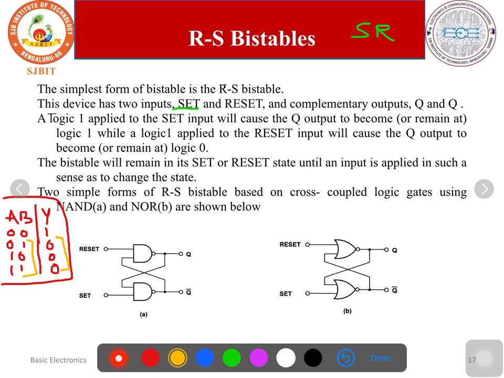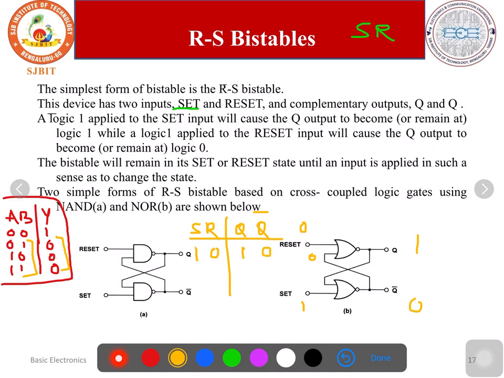Now once again we will write the truth table for the SR bistable using NOR gate. Initially I will make S equal to 1, R equal to 0. If any one of the input is 1, the output is 0. So S is 1, so the output becomes 0. This 0 comes here. 0 plus 0 is 0, 0 complement is 1. So Q becomes 1, Q bar becomes 0.